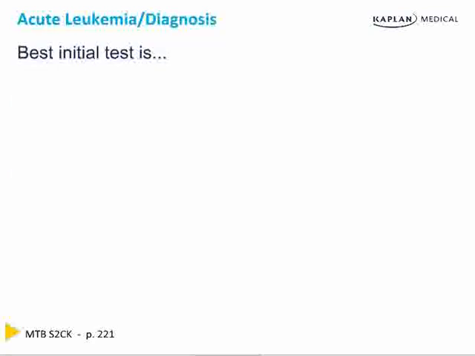The best initial test of acute leukemia is the blood smear, because on the blood smear you see blasts. Blasts are never a normal variant, ever. Blasts are never to be considered a normal variant. People don't harbor blasts asymptomatically.